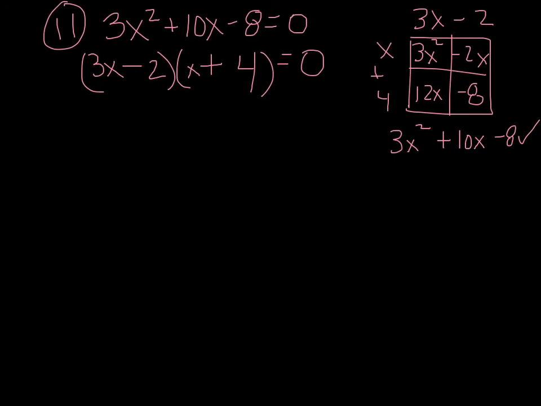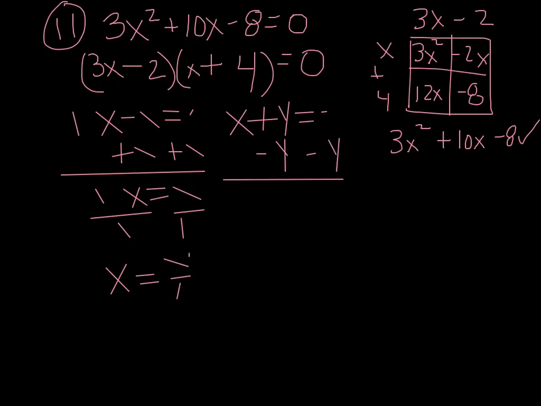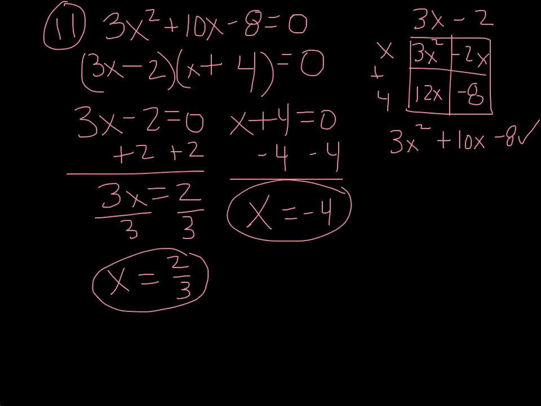So I set each factor equal to 0, because if I'm going to multiply to 0, one of the factors must be 0. To solve the first one, I add 2 to both sides, and I get 3x equals 2. Then I divide by 3 to determine that x equals 2/3. So there's one solution. For the second one, I subtract 4 and determine that x equals negative 4 is my second solution. And remember, you can check these by taking your x value, substituting it in for the x, following the order of operations, and you should see that you do in fact get 0.